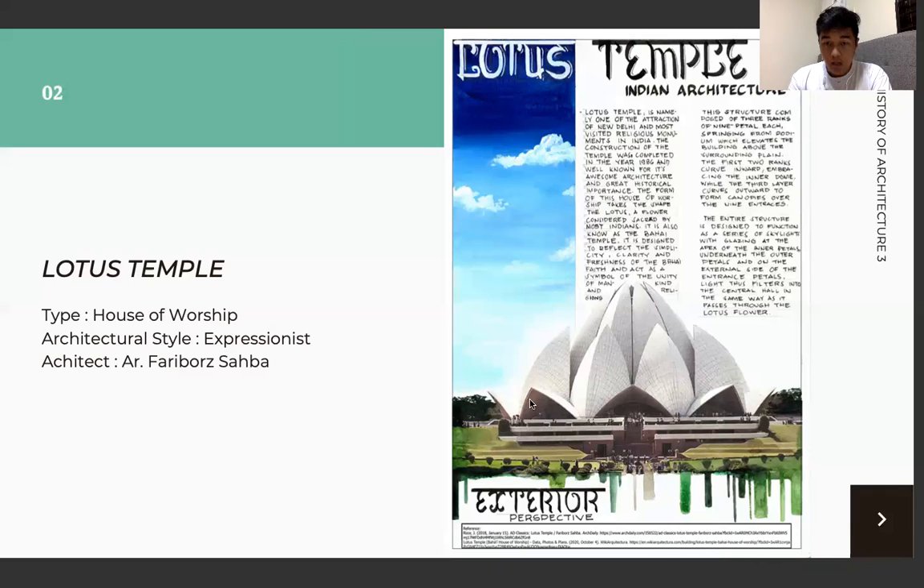So this is my architectural render. This is mixed media, which is acrylic, color pencil, and watercolor. Next, this is my exterior perspective.